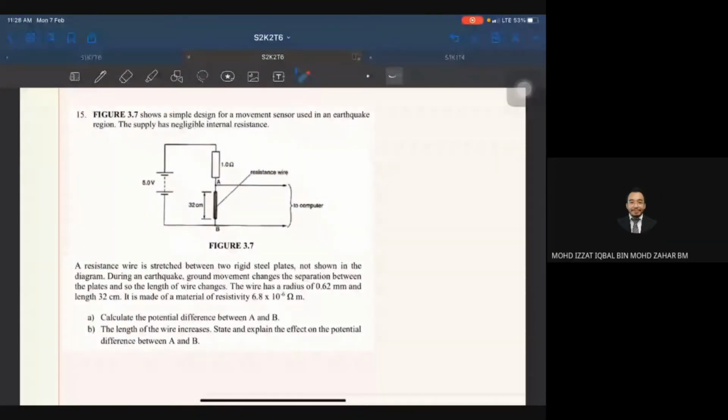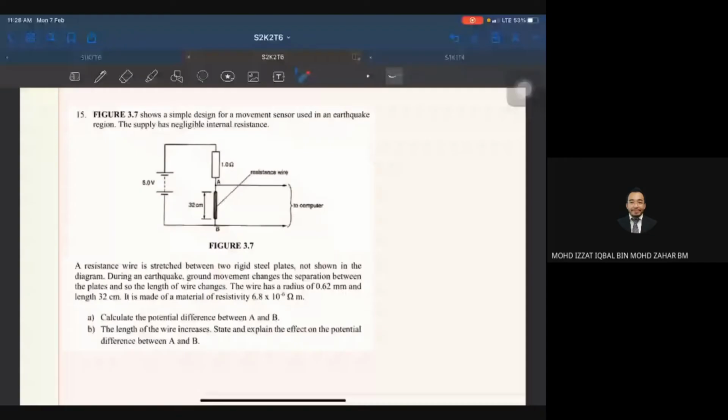Okay. So, it says in figure 3.7 there is a design for a movement sensor using an earthquake region. So, the supply has negligible internal resistance. Besides earthquake detection sensors, a potential divider is actually also good for heat sensors. For example, if you have temperature, if the temperature changes, straight away you know that the resistance will change, even with a small temperature change. Because of that, you will have a change in voltage and so on. So that is another application. But in this case, it talks about earthquakes.